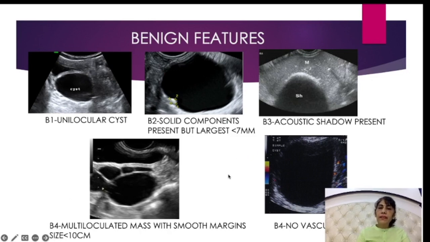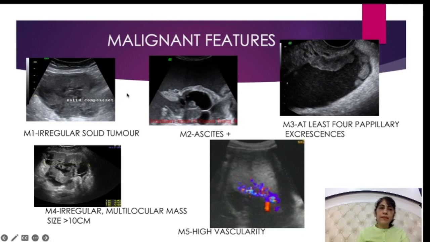Now similarly we had 5 features for malignant. The first one, M1, irregular solid tumor. So it was irregular and solid. The second one said that ascites was present. That was another point that could go in favor of malignancy. Third one, there are papillary excrescences. What do we mean by papillary excrescences? These are the irregular protrusions that you are seeing here. Not only were there papillary excrescences, but there were at least 4 of them, right? If I see 1 or 2, that may not be considered a malignant feature.